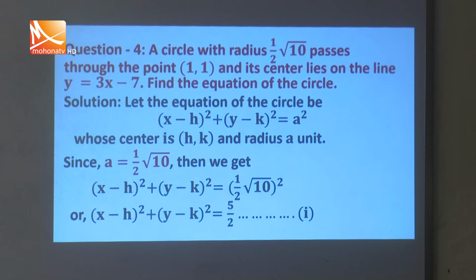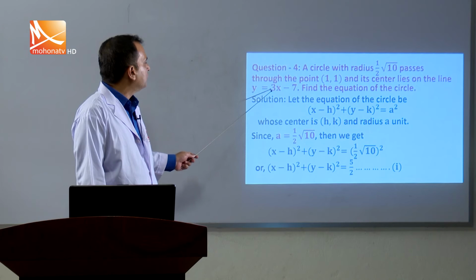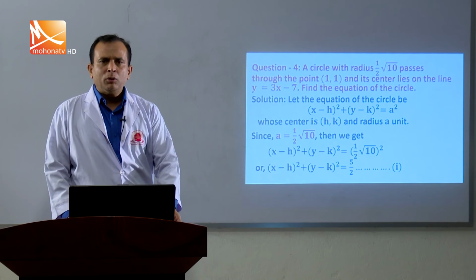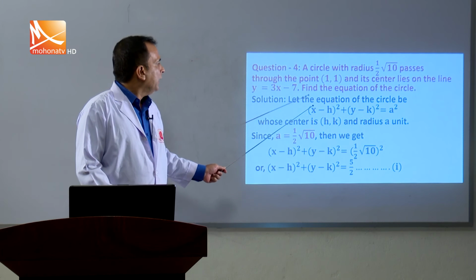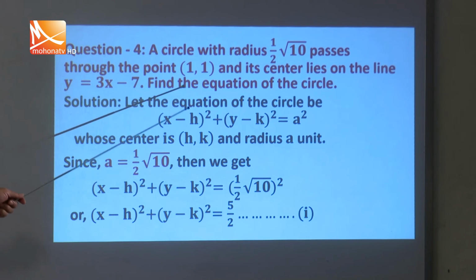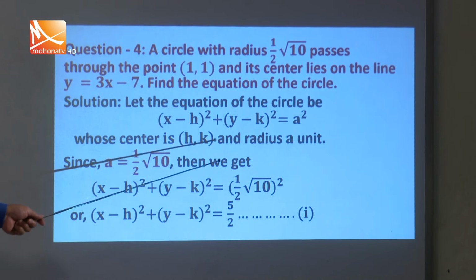A circle with radius root 10 passes through the point (1, 1) and its center lies on the line y equals 3x minus 7. Find the equation of the circle. Let the equation of the circle be (x minus h) whole square plus (y minus k) whole square equals a square. In this case, center is (h, k) and radius is a units.